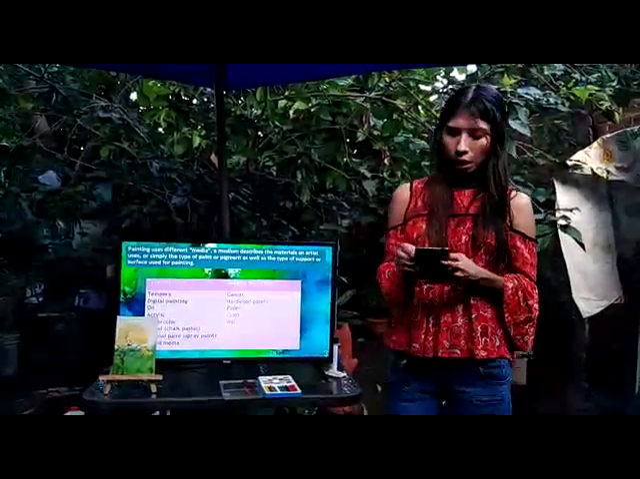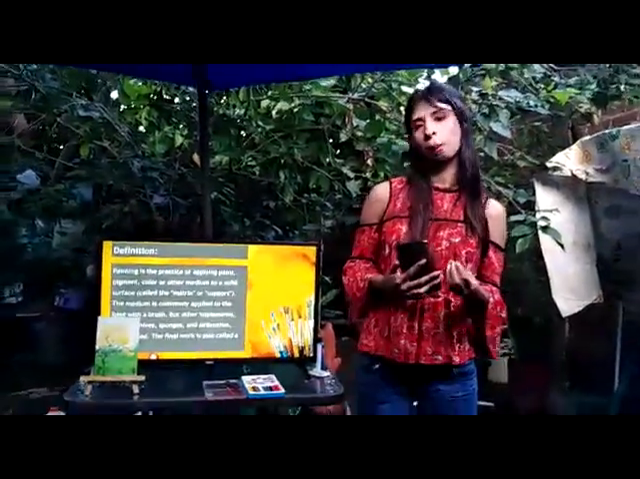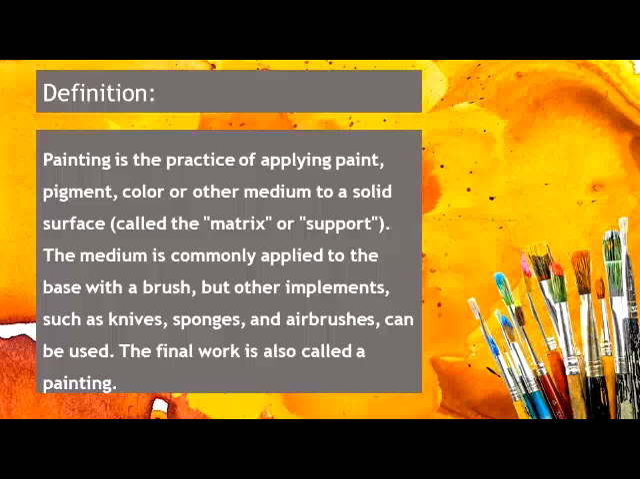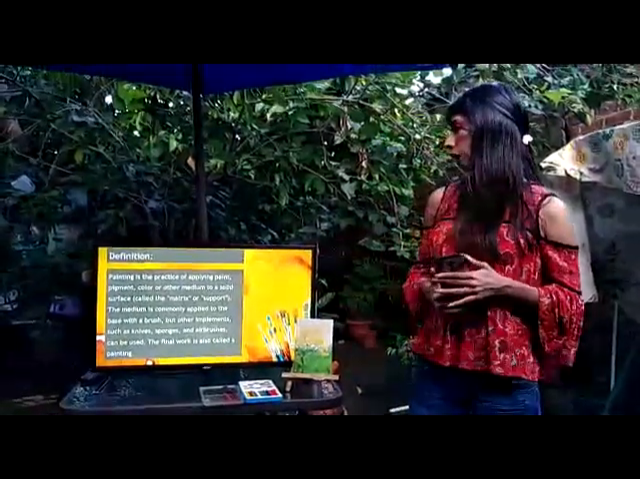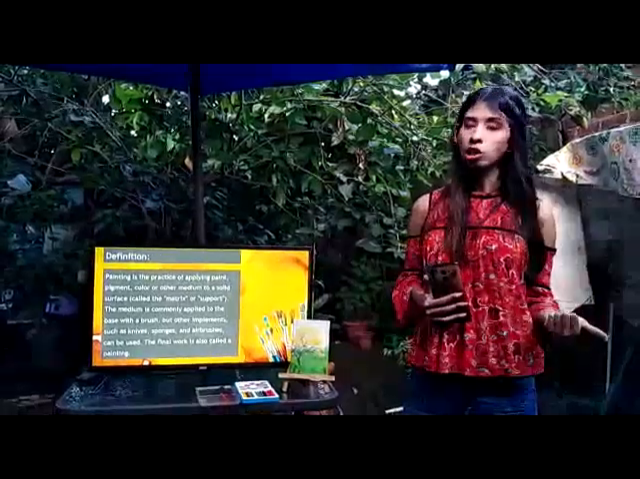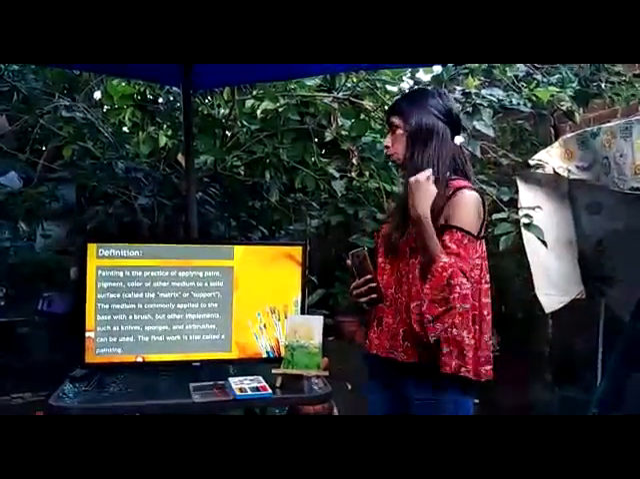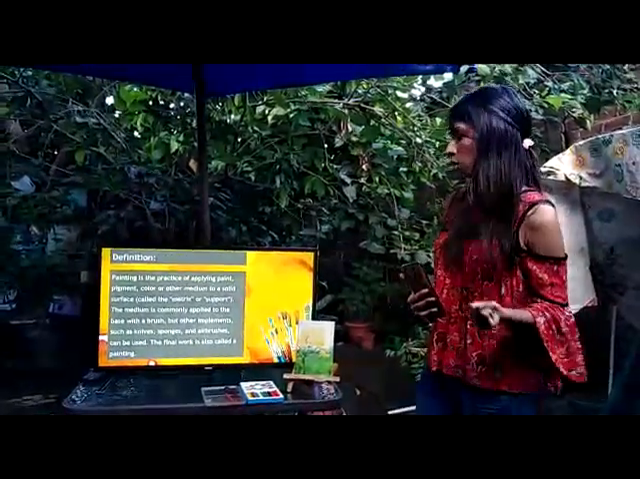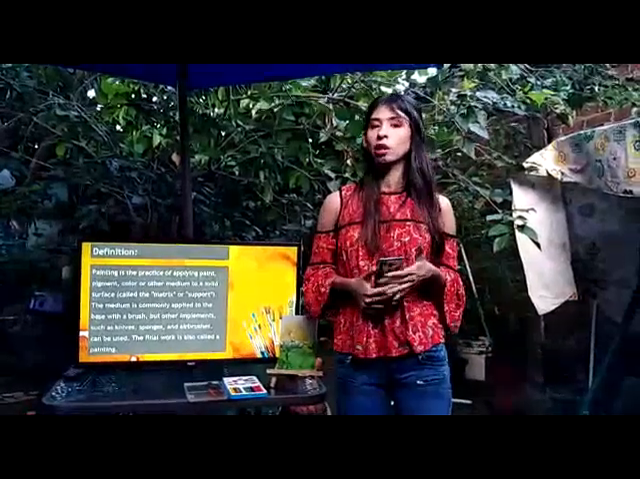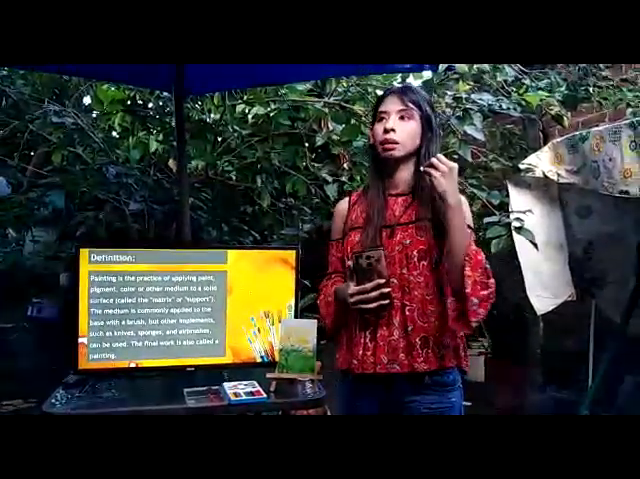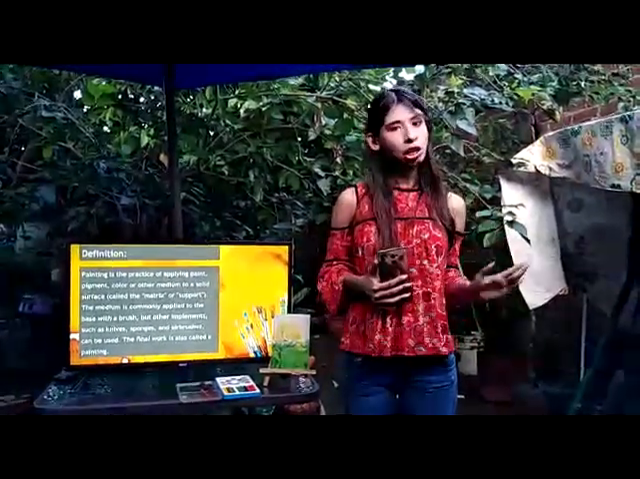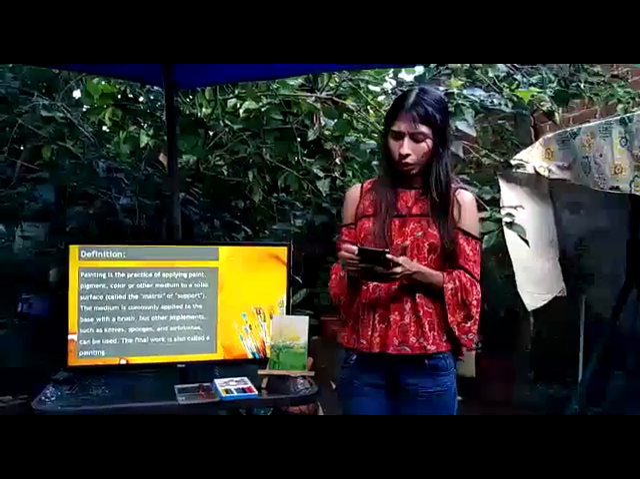Now, what's actually painting? What's the definition for painting? Painting is the practice of applying paint or pigment, color or other medium to a solid surface. This is called the matrix or support. The medium is commonly applied to the base with either a brush or other implements, for example, knives, sponges, or airbrushes, okay? Now, the final work is also called painting. That means that the word painting can refer to both the action and the result. Now, this is the definition.